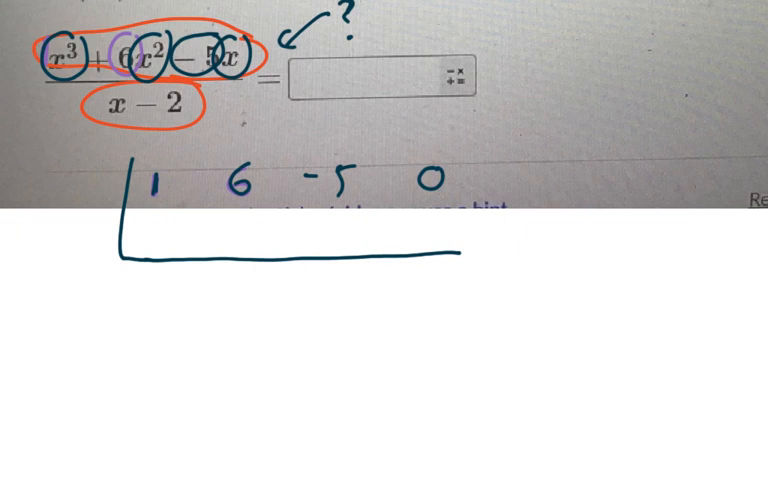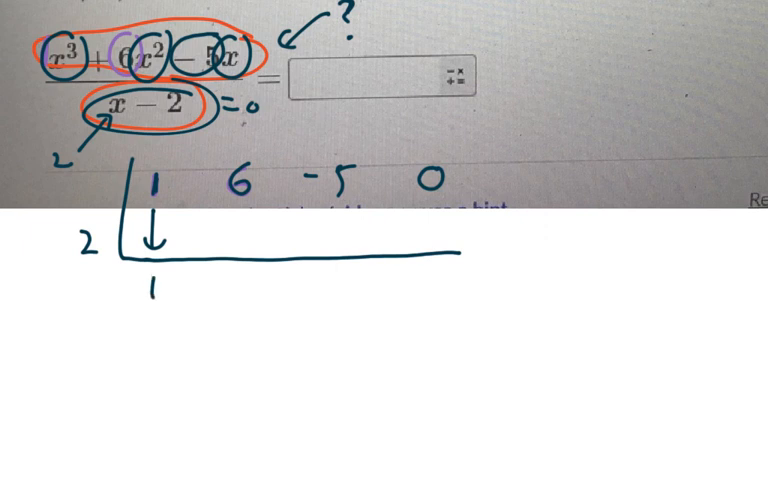But here's really the only main trick with synthetic. Because it says x minus 2, I have to think of it as a 0. What there would make it 0? 2 minus 2 would equal 0, right? So I'm going to do a 2 here, not a -2. Now, let's see what we get.